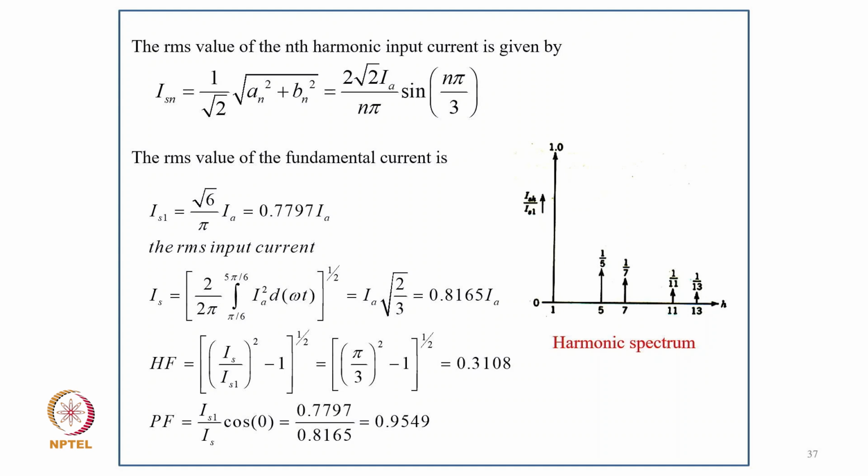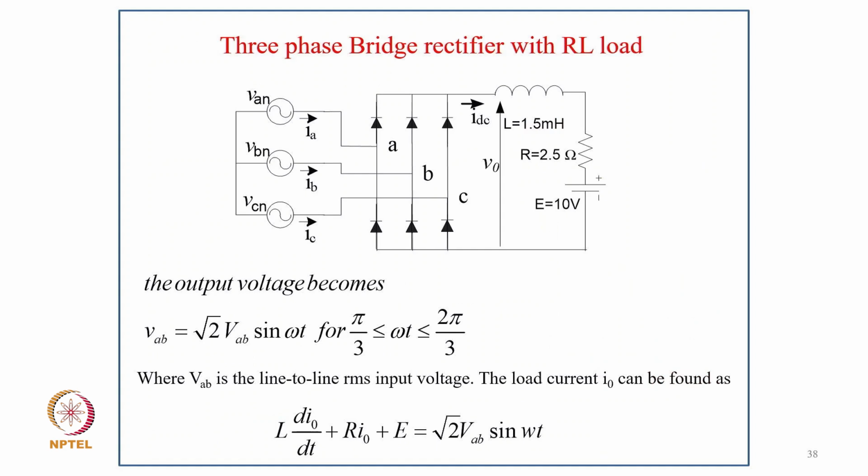And you can see the harmonic factor for the 5th, 7th, 11th, 13th harmonics for the 6-pulse converter. The harmonic factor, or THD, is equal to (Is/Is1)² minus 1 under square root, which equals (π/3)² minus 1 under square root, equal to 0.3108, or THD is around 31.08%. And the power factor is Is1 upon Is into cos 0, because the phase angle is 0 for a diode, so this becomes 0.7798 divided by 0.8165, equal to 0.9549.